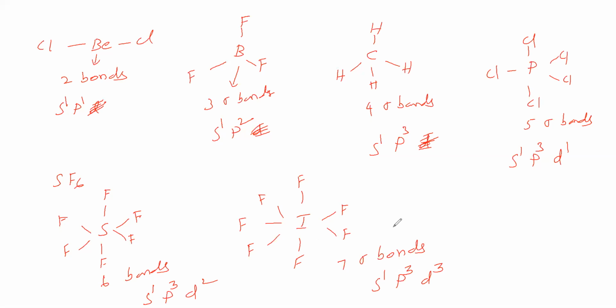Okay, so far we have seen only sigma bonds. So far we have taken the molecules in which only sigma bonds are present. Now we will go for molecules in which the central atom also has a lone pair. Now how to say the hybridization, that we'll see. Even when a lone pair is there, such types of molecules we will take.